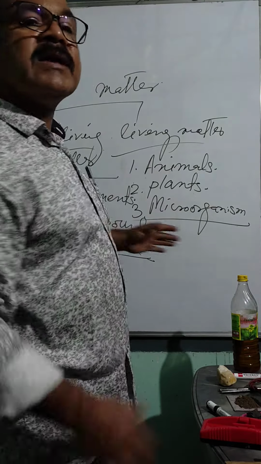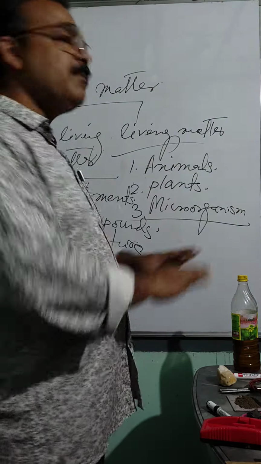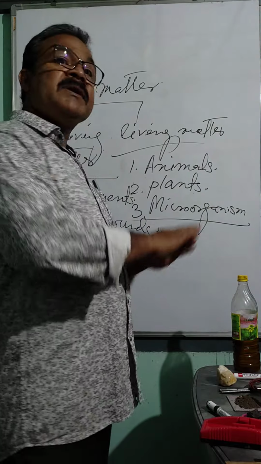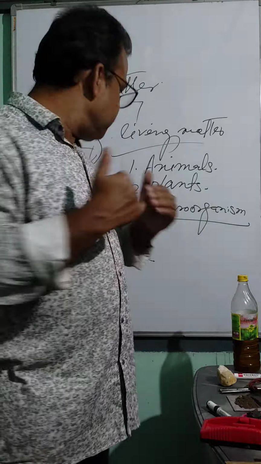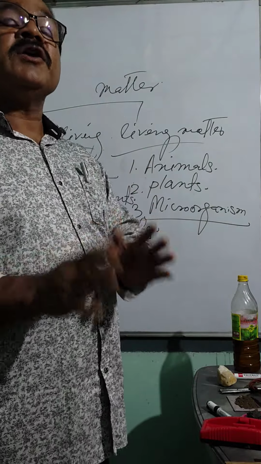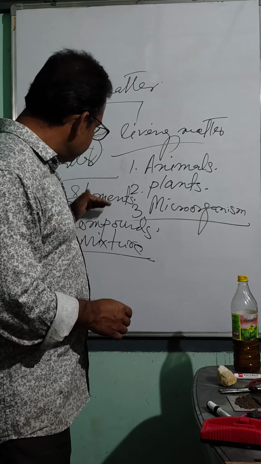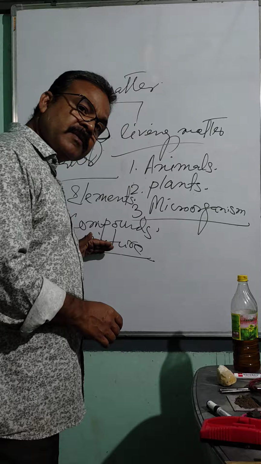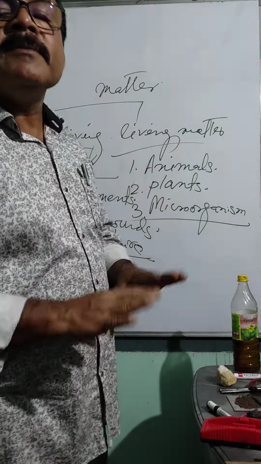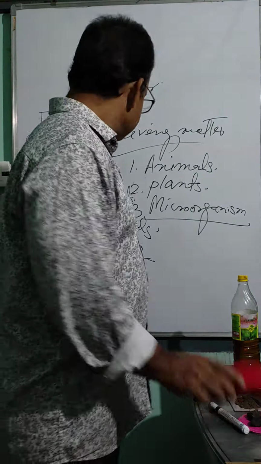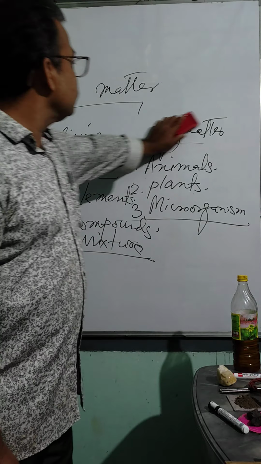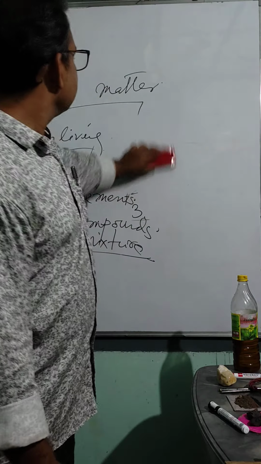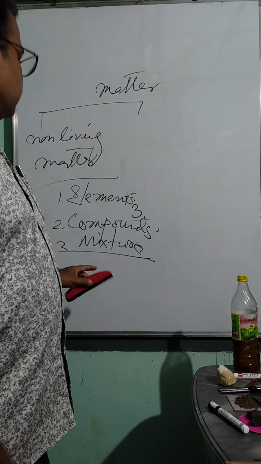Among the elements there are some common properties. Among the compounds they have their common properties, and among the mixtures also they have common properties. But there are vast or distinguished differences between element and compound and mixture, or element and mixture. I think it is clear. You forget about living matters. Now we will discuss these non-living matters.